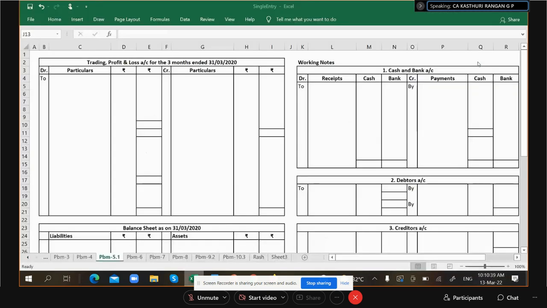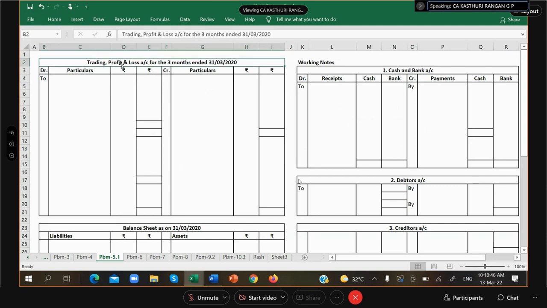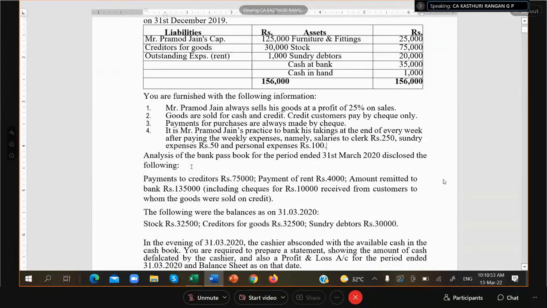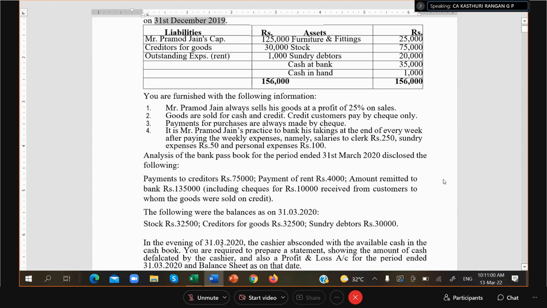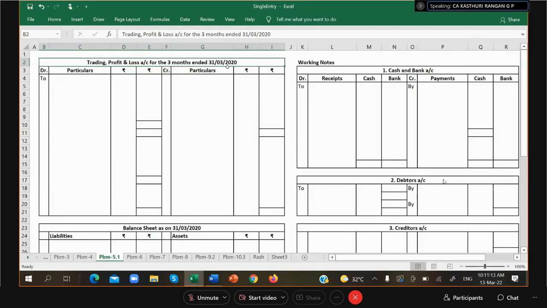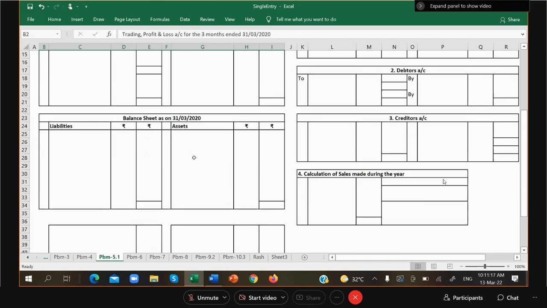Now, how to present the answer for the problem? This is how you have to present the answer. First, you have to show the trading P&L account for the 3 months ended. Normally, we prepare for 1 year, but in this problem, if you see, the opening balance sheet is on 31st December, but you're asked to prepare the trading P&L for the period ending 31/3/20. That means you have to prepare trading P&L for 3 months only, not for 1 year. Keep that in mind. Very, very important point. So trading P&L account for 3 months ended 31/3/20, then balance sheet as on 31/3/20.